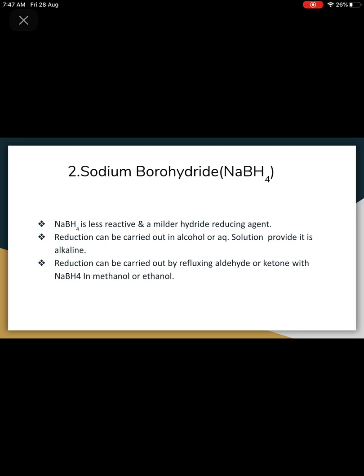Reduction can be carried out by refluxing aldehyde or ketone with NaBH4 in methanol or ethanol. So for the reduction, what we have to do? The reflux of aldehyde or ketone with NaBH4 in methanol or ethanol. So methanol or ethanol we can use as a solvent. So that will reduce the aldehyde or ketone.